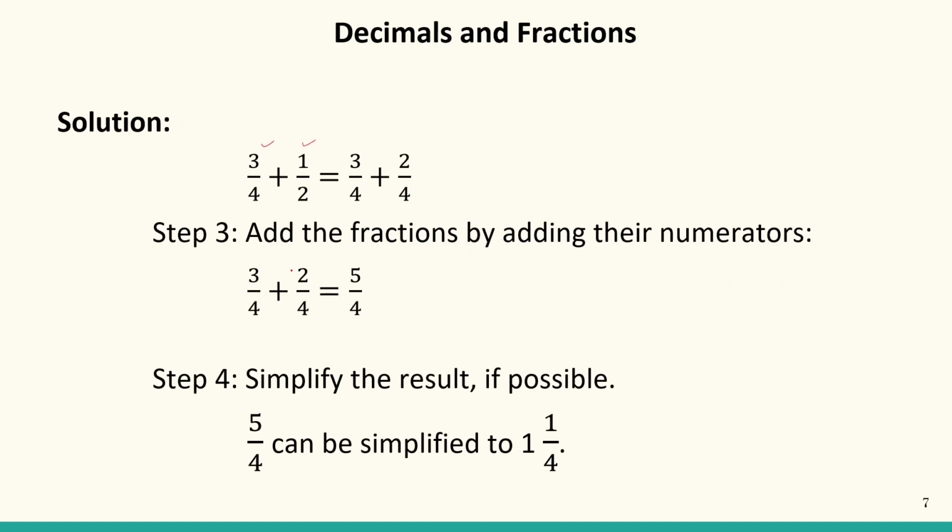Then we added the two fractions by adding the numerators, since the denominators were the same. The denominators are the same, that's why you can directly add the two numerators. Then we simplified the result, that is 5 by 4. That can also be written as 1 and 1 by 4, a mixed number. Since 1 and 1 by 4 is equal to 4 into 1 plus 1, by 4, that is equal to 5 by 4. So these two are equivalent.